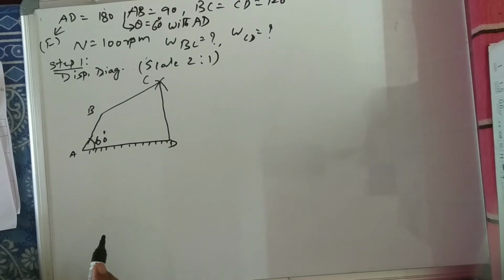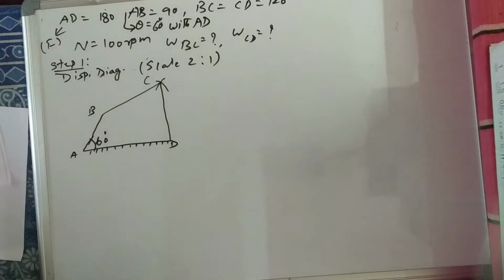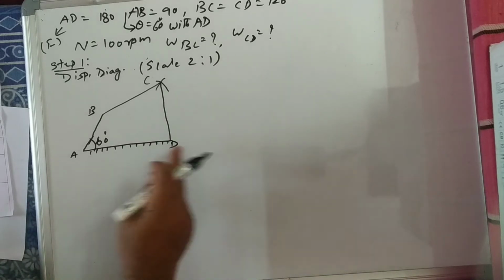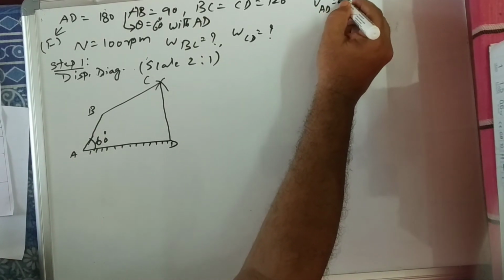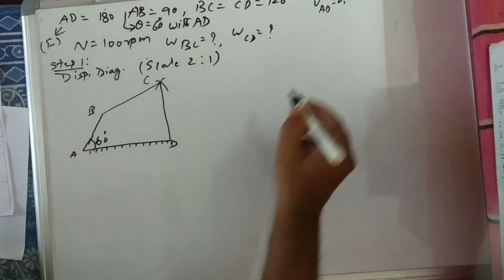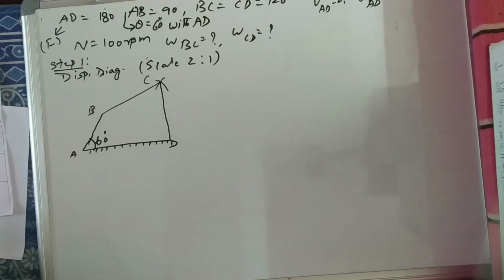Next, we are supposed to draw the velocity diagram. Here the speed is given as 100 rpm. We try to find the angular velocity of the link AB. Since the link AD is fixed, VAD is equal to 0. It is not moving. Naturally omega AD is equal to 0 because it is a fixed link.